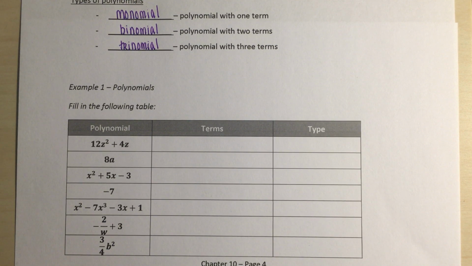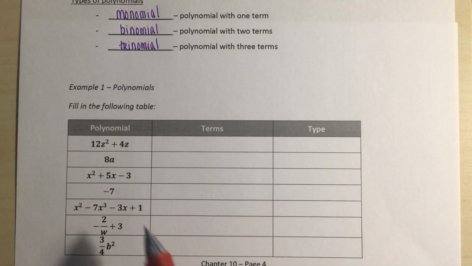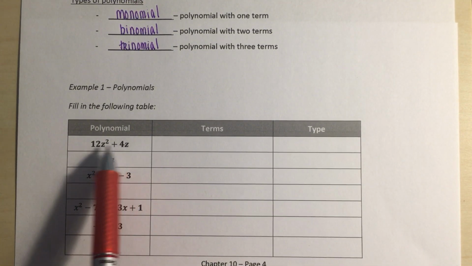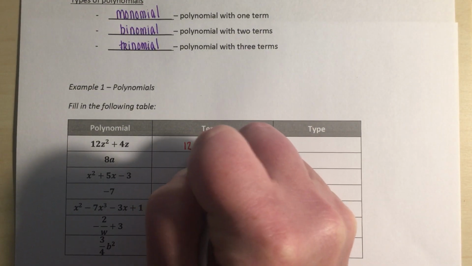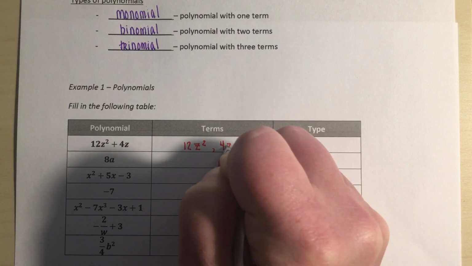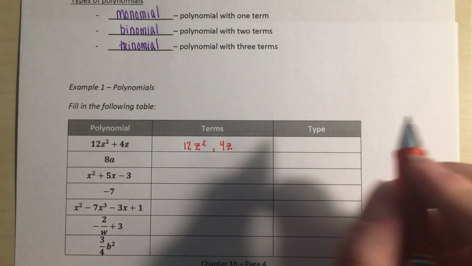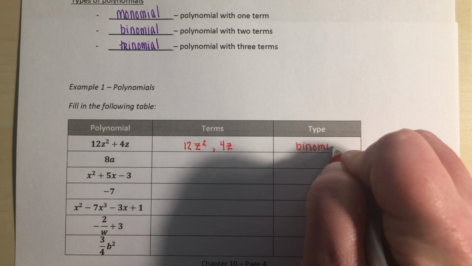Notice that we are in descending exponential order. Our larger exponent is first. And notice that we have two pieces of our sum here. So our terms are this 12z squared and this 4z, and we're just going to separate them with commas. Our type, well, two terms means we have a binomial.